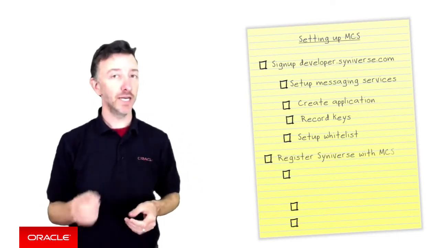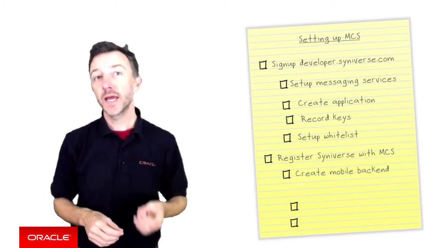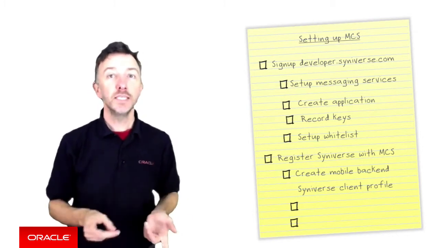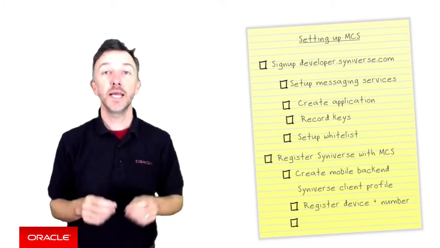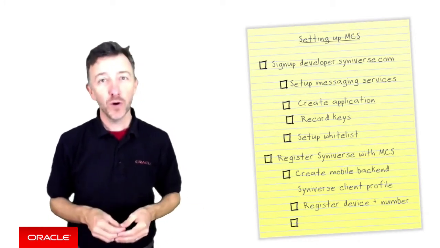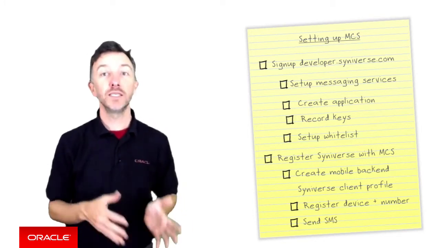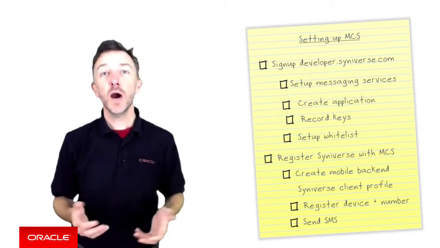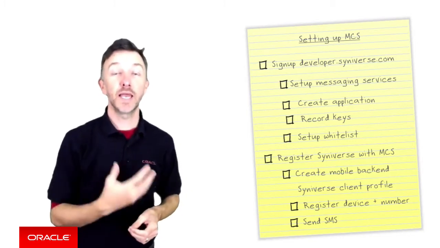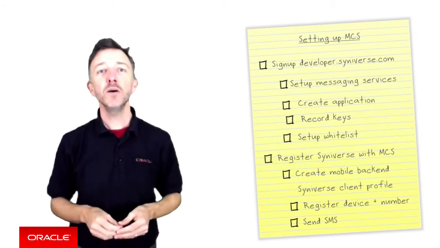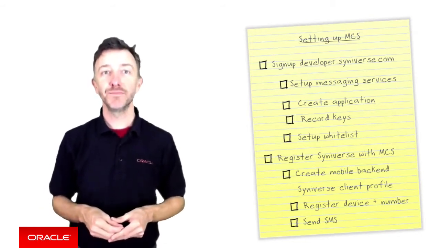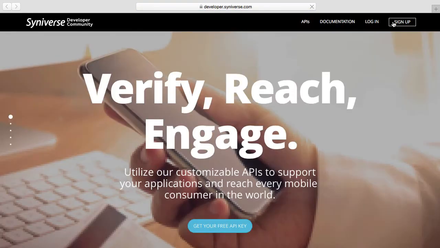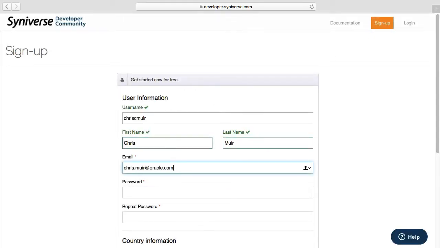From there, we need to configure MCS. First, we create a mobile backend client profile to represent Syniverse, where we enter the keys supplied by Syniverse. Having done all of this, we then need to register devices with MCS to send the SMSs to. And finally, at a later point, we can send SMS messages via MCS, which are relayed to Syniverse and on sent to the respective mobile devices. Okay, with these steps that are required, let's now demo the actual steps so you get an understanding of how to actually implement them. So first, we need to sign up to the Syniverse developer community. We do this by visiting developer.syniverse.com. On clicking on the sign up button, we will then be prompted to add various account details.